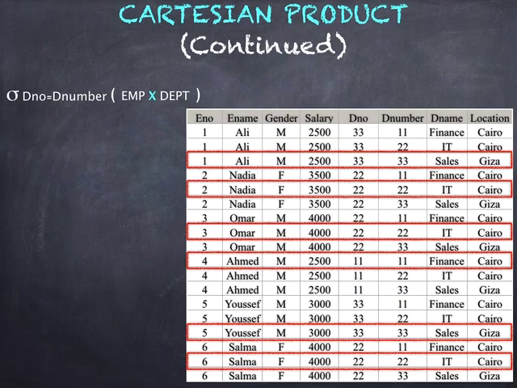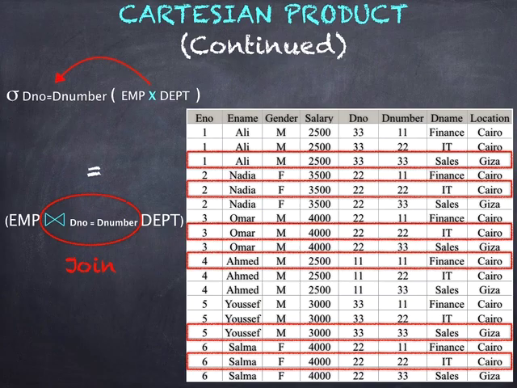So from here we can arrive at another operation in relational algebra, which is that any cross product followed by a selection operation is equivalent to the join operator. What's the join? This is the symbol of the join, and as denoted, we write down the selection condition next to it. So we are joining the employee table with the department table on the condition that the D and O equals the D number from table department.